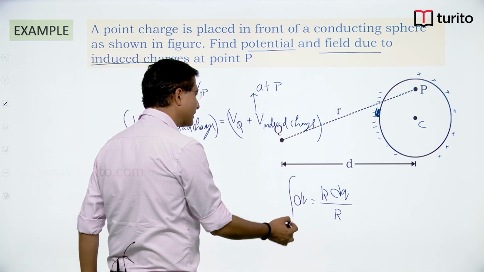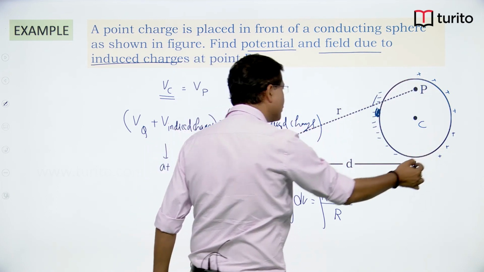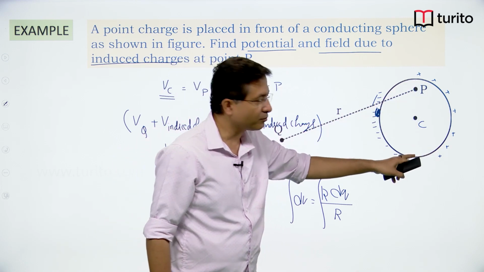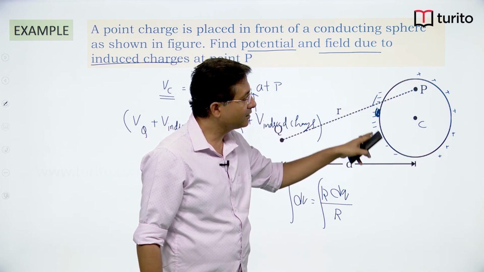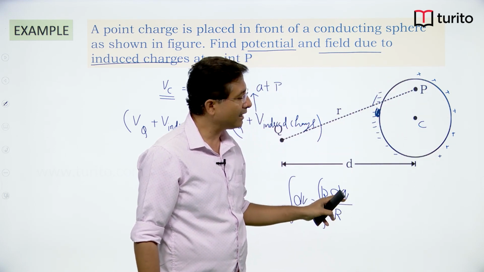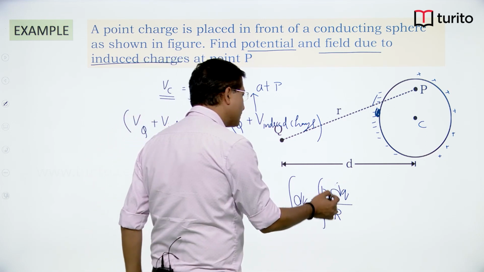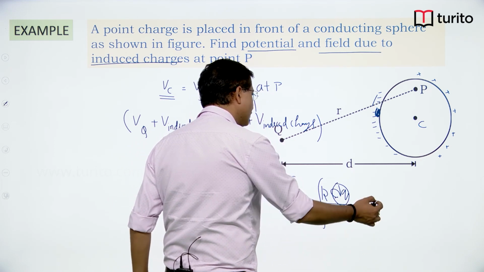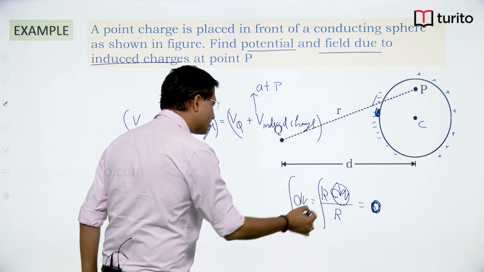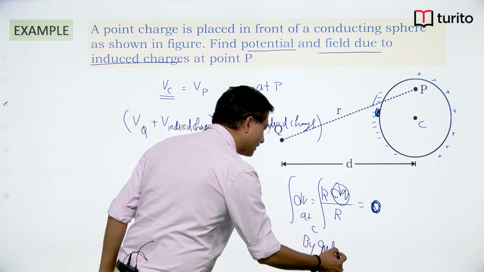Potential is a scalar quantity, I can add. As you can see, these will contribute negative potential and these will contribute positive potential. Or I can directly say this negative charge will be equal to this positive charge because it was earlier electrically neutral. So when you add all the dq, as it is a scalar quantity, the positive and negative will cancel each other and you will get 0 over here, right. So this is the potential at C by the induced charge.